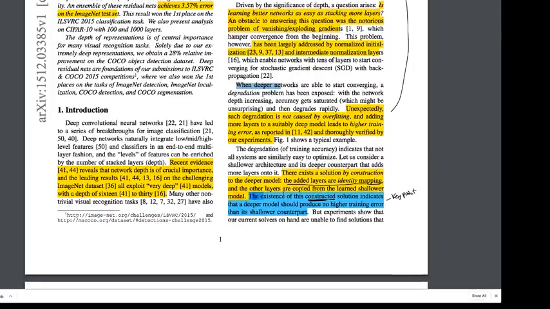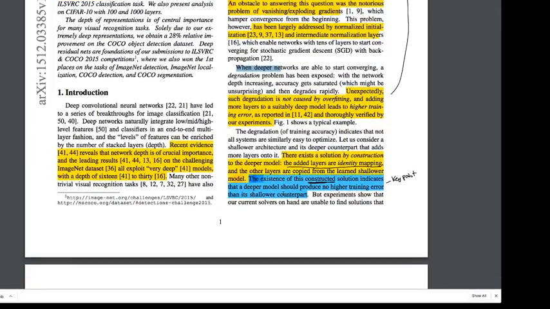So what they say here in blue is that the existence of this constructed solution indicates that a deeper model should produce no higher training error than its shallower counterpart. That's what I'm saying here. This deeper model with these identity functions should not produce any higher error. It should do just as well on some data set as its shallower component, being this part.